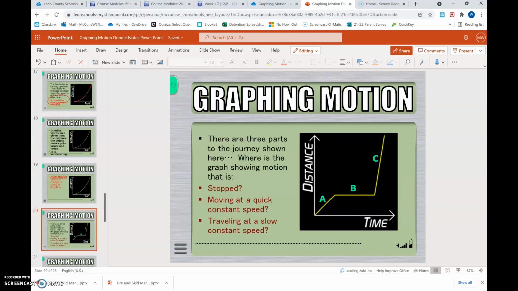This particular graph shows you 3 parts of the journey. Where is the graph showing motion that is stopped? A, B, or C? That is B. The object is not moving. At what point is it moving at a constant but fast speed? That would be C. And that would mean that A is traveling at a constant slow speed.